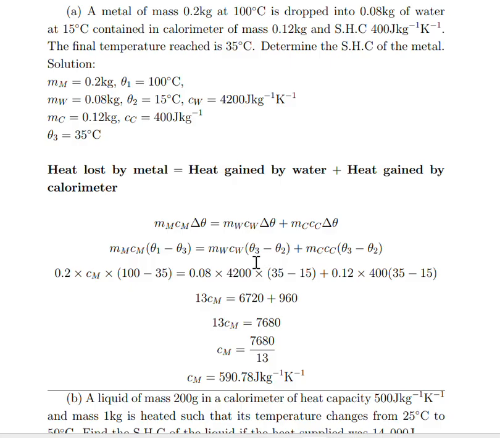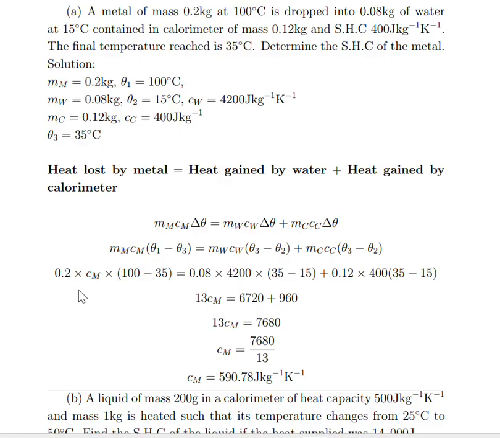When you go to the water, at first the water was at a relatively low temperature, which was theta 2, but now the final temperature of the water is 35. Remember, at first it was at 15, so the temperature difference would be theta 3 minus theta 2. Then when you look at the calorimeter, its temperature difference will be the same as that of water, the reason being they are together. So they will share the same temperature difference.